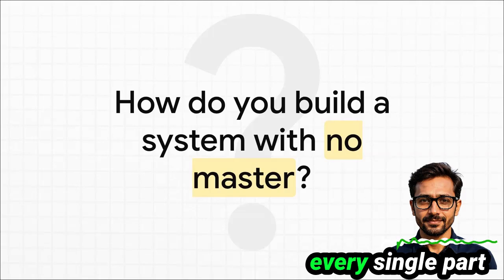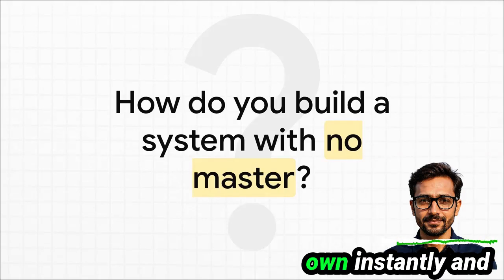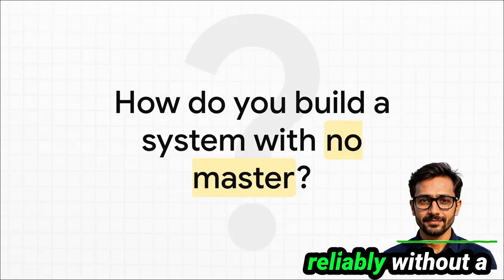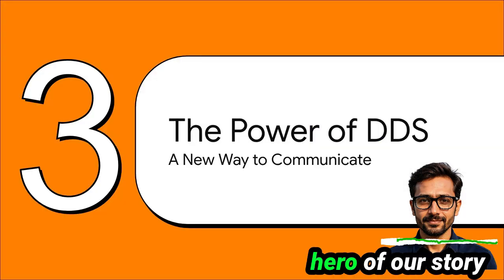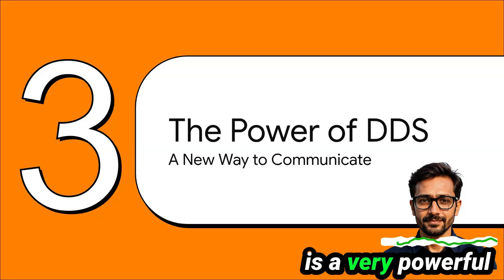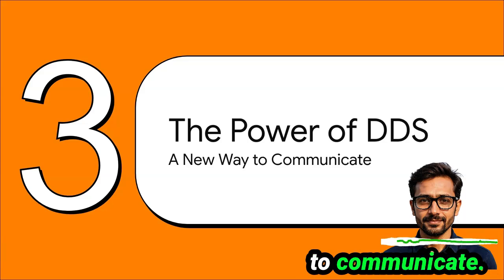So how do you build a system with no master? A system where every single part can discover and talk to every other part all on its own, instantly and reliably, without a central operator. How do you do that? The answer, the hero of our story, is a very powerful technology called DDS. This is the new way to communicate.